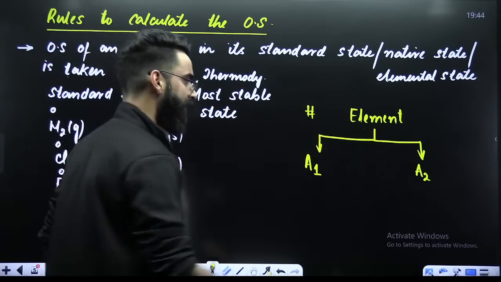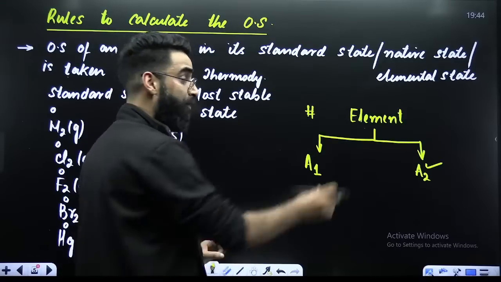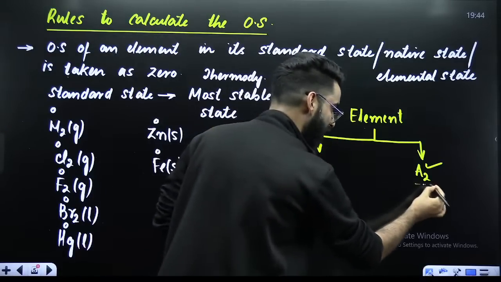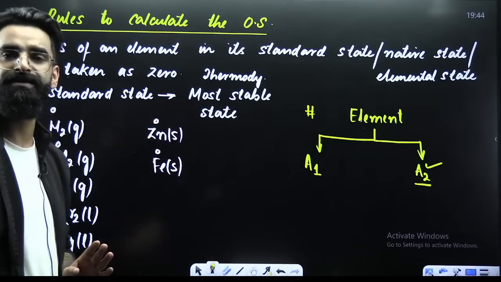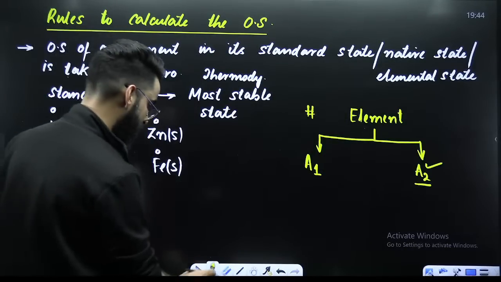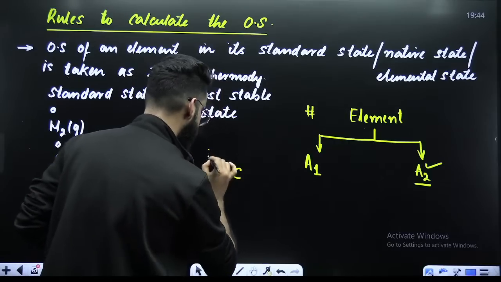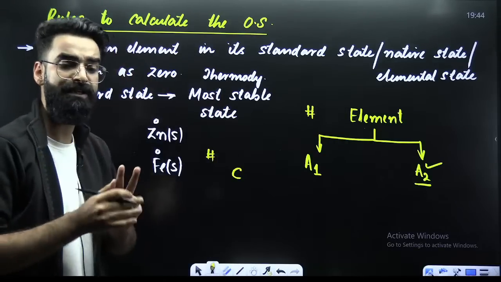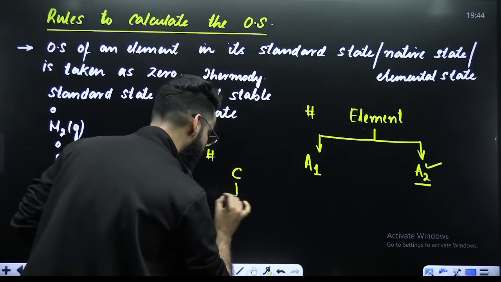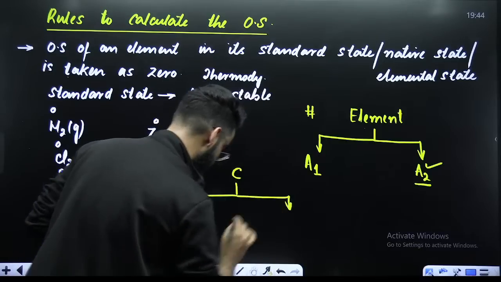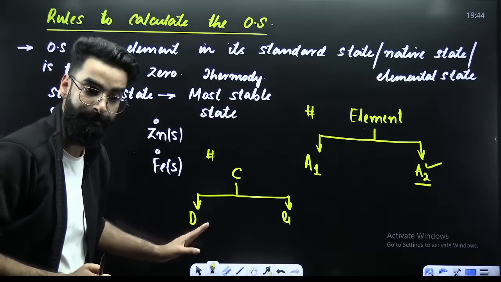will be considered as the standard state of the element. For example, if this A2 is the thermodynamically more stable allotrope of this particular element, then I'll be calling A2 the standard state of the element. For example, if I talk about carbon, what are the two main allotropes of carbon? You will say the two main allotropes of carbon are diamond and graphite, right?